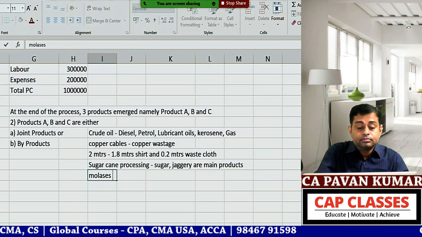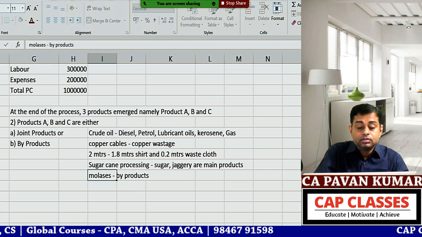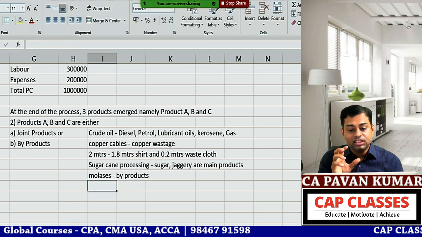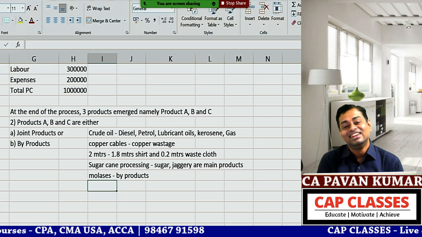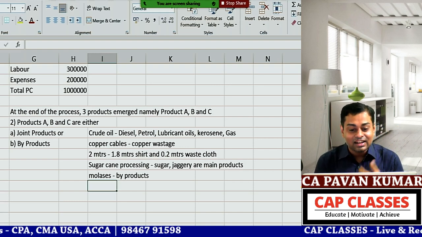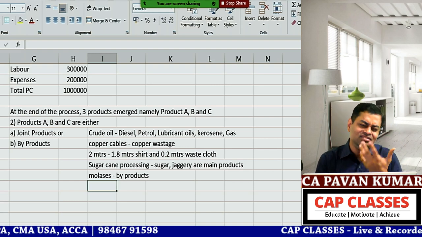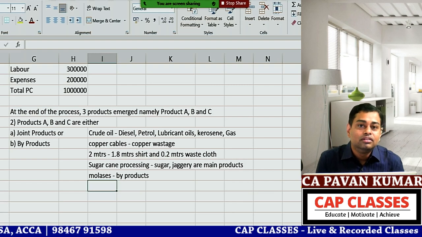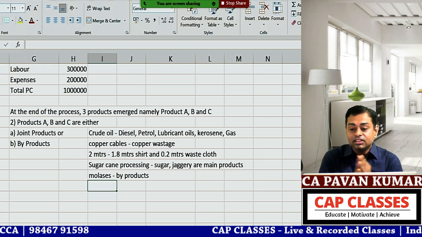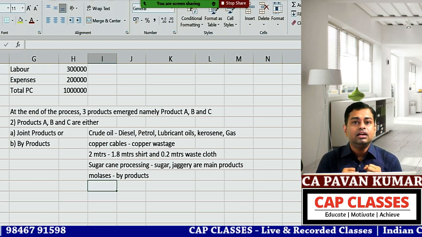Molasses is a byproduct. Today, why am I thinking, what is the spelling of jaggery? What is the spelling of diesel? What is the spelling of petrol? What is the spelling of molasses? It is running in my mind. Is it a correct spelling or no? Leave it, the spelling is wrong. Anyway, I studied in vernacular medium. No problem.